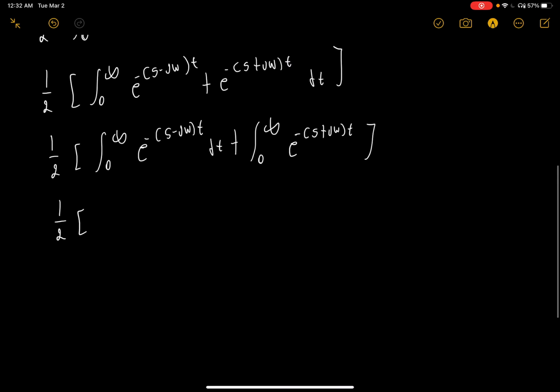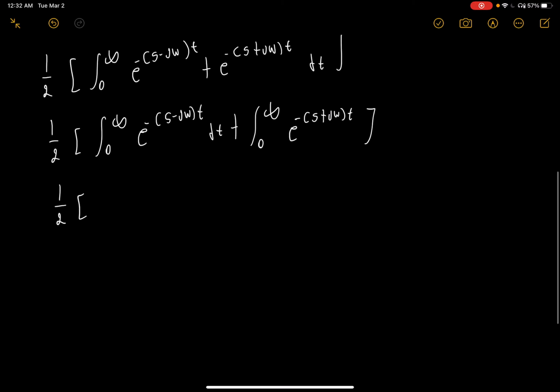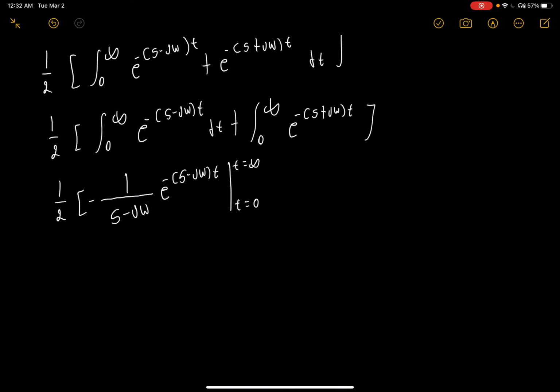So we're going to have 1/2 and the integral of this exponential is going to be 1 over s minus j omega, times e to the negative s minus j omega t, evaluated from t equals 0 to t equals infinity. Over here, same story, minus 1 over s plus j omega, e to the negative s plus j omega t, and this is going to be evaluated from t equals 0 to t equals infinity. So that's what we have so far.